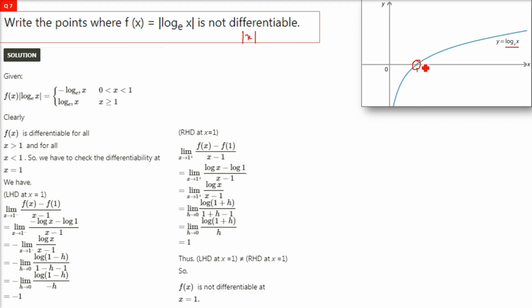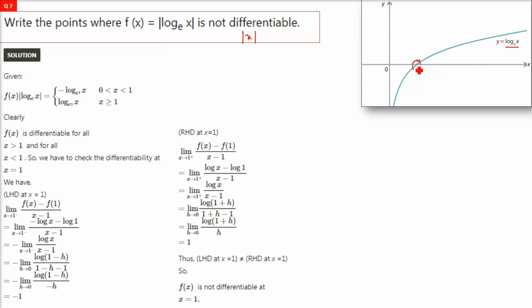Because this graph is crossing the x-axis at 1. So above 1 it is positive and below 1 it is negative, right? The y value, the y-axis, if you take. So when you take this modulus, it will always give you a positive value. Modulus sign means, or that function means, always positive value.